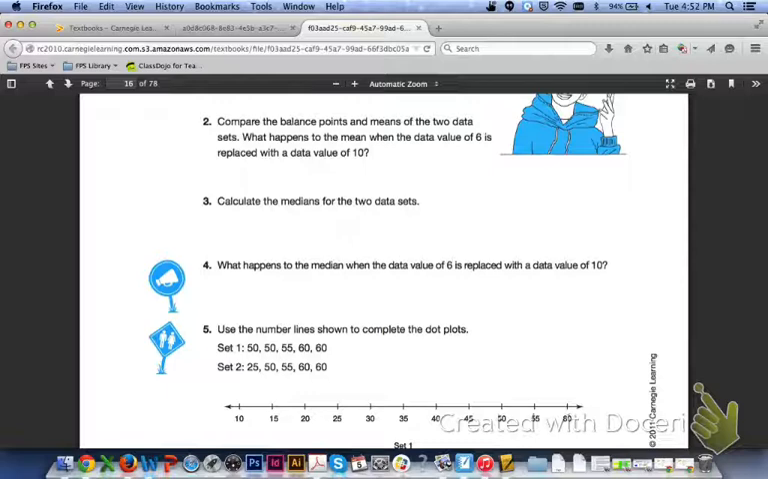So then number 3 says calculate the medians for the two data sets. And then number 4 says what happens to the median when the data value of 6 is replaced with the data value of 10. So answer those two questions now.